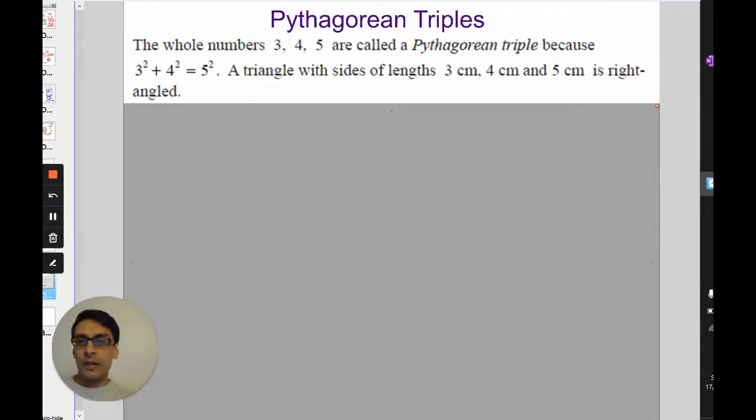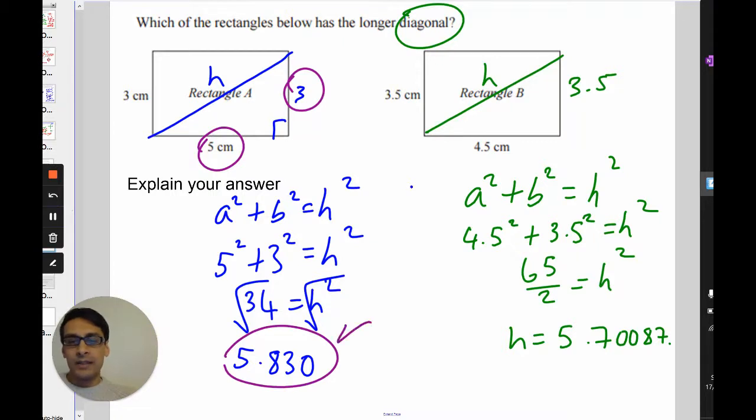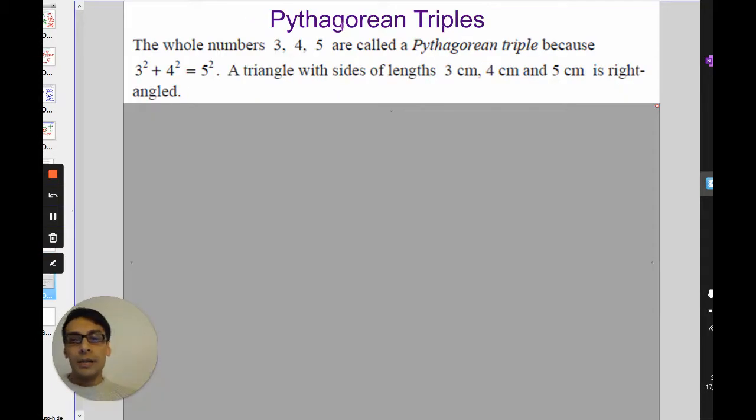Okay, now I mentioned these in the previous lesson. Pythagorean triples. Pythagorean triples are special cases of Pythagoras. So if you go back to the previous example, you'll notice that here our lengths are 5, 3, and then 5.8. So we've got some decimal here. And in this case, we've got a decimal, a decimal, and another decimal. So there can be various combinations of whole numbers and decimals. Pythagorean triples are where you have all integers, all whole numbers. The most common example is 3 squared plus 4 squared is 5 squared, and it is a right angle triangle.